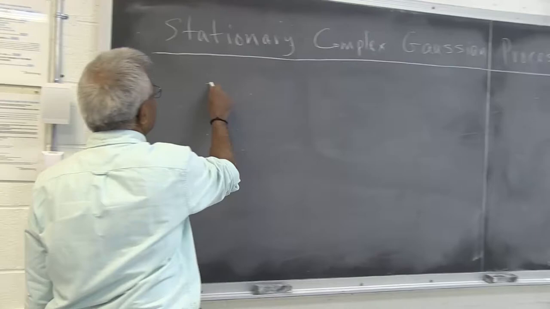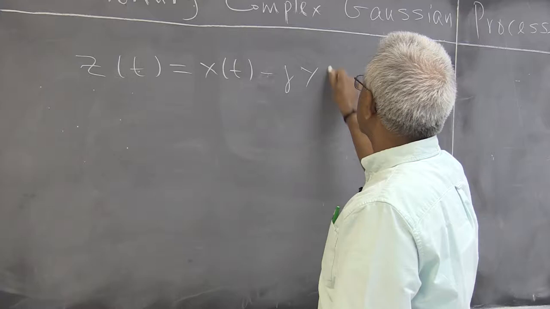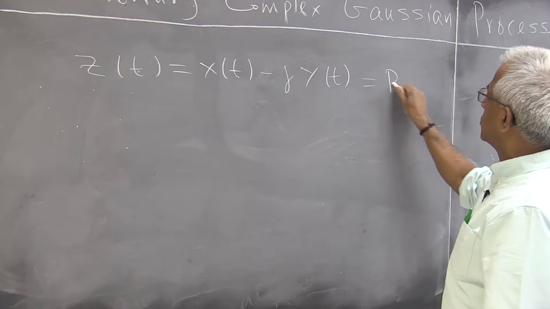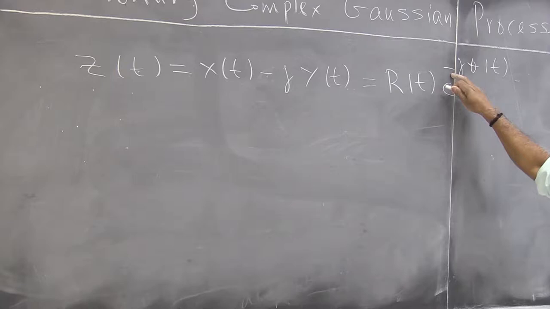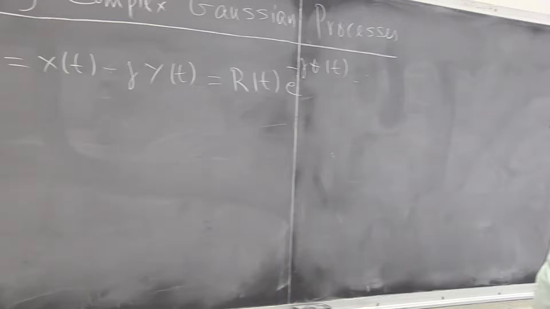We mean it's, I'm going to write it as z of t equals x of t minus j y of t, because I want to also write this using the magnitude. So x of t and y of t are the real and imaginary parts. And r of t and theta of t are the magnitude and phase. So we know the relations.